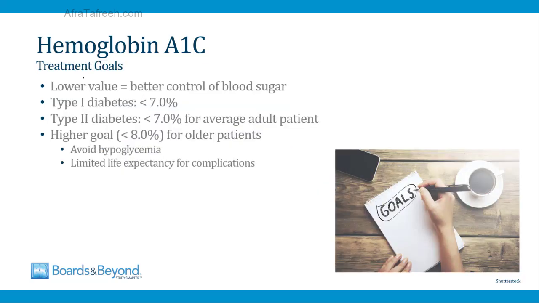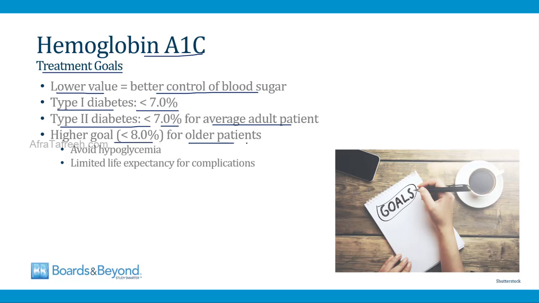When you're treating patients for diabetes, either with insulin or with oral drugs, the treatment goals are usually based on the hemoglobin A1C level. The lower the hemoglobin A1C in a patient with diabetes, the better the control of blood sugar is, meaning the less frequently that patient is being exposed to hyperglycemia. In patients who have type 1 diabetes, the goal for treatment of hemoglobin A1C is usually less than 7%. In type 2 diabetes, it's also usually less than 7% for the average adult patient. However, higher goals like less than 8% are sometimes allowed in older patients.